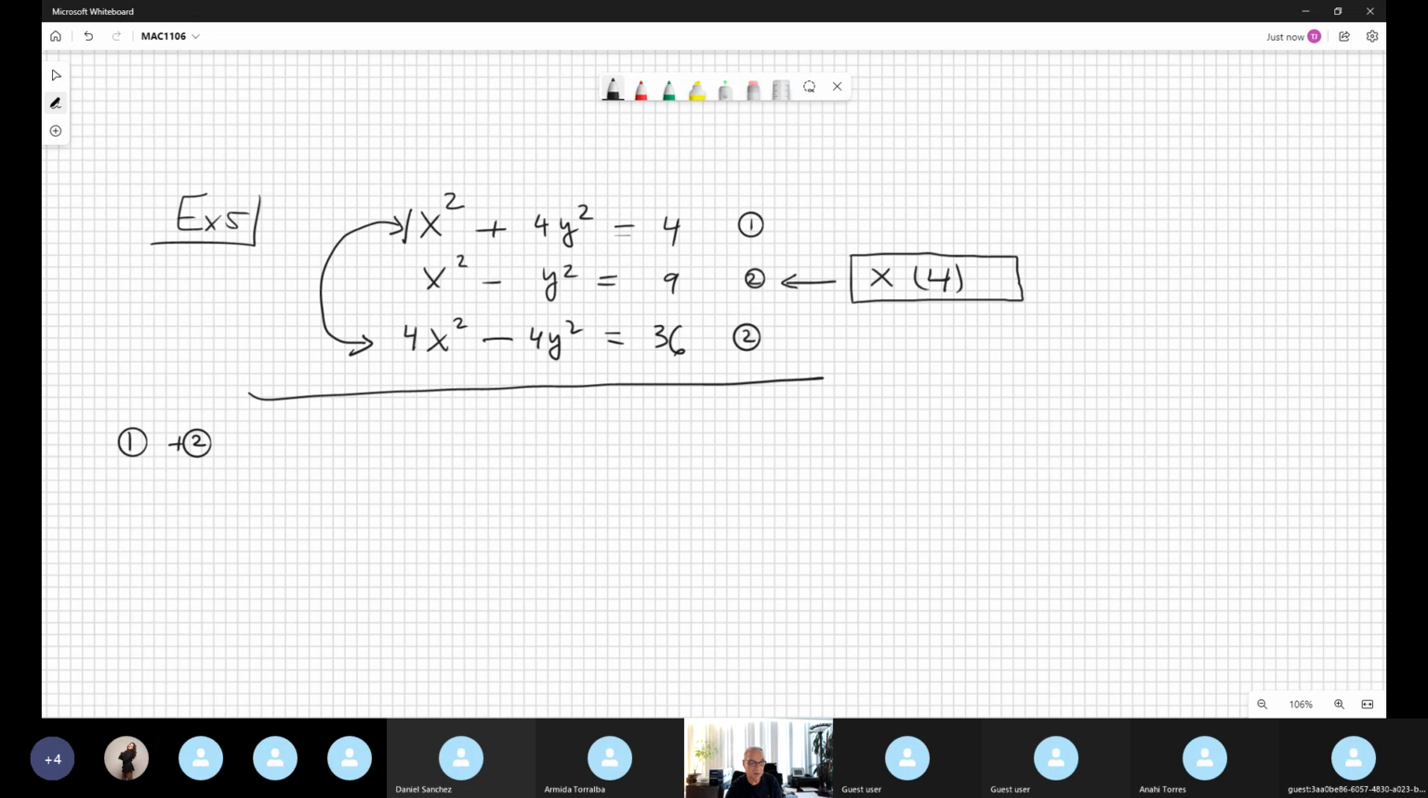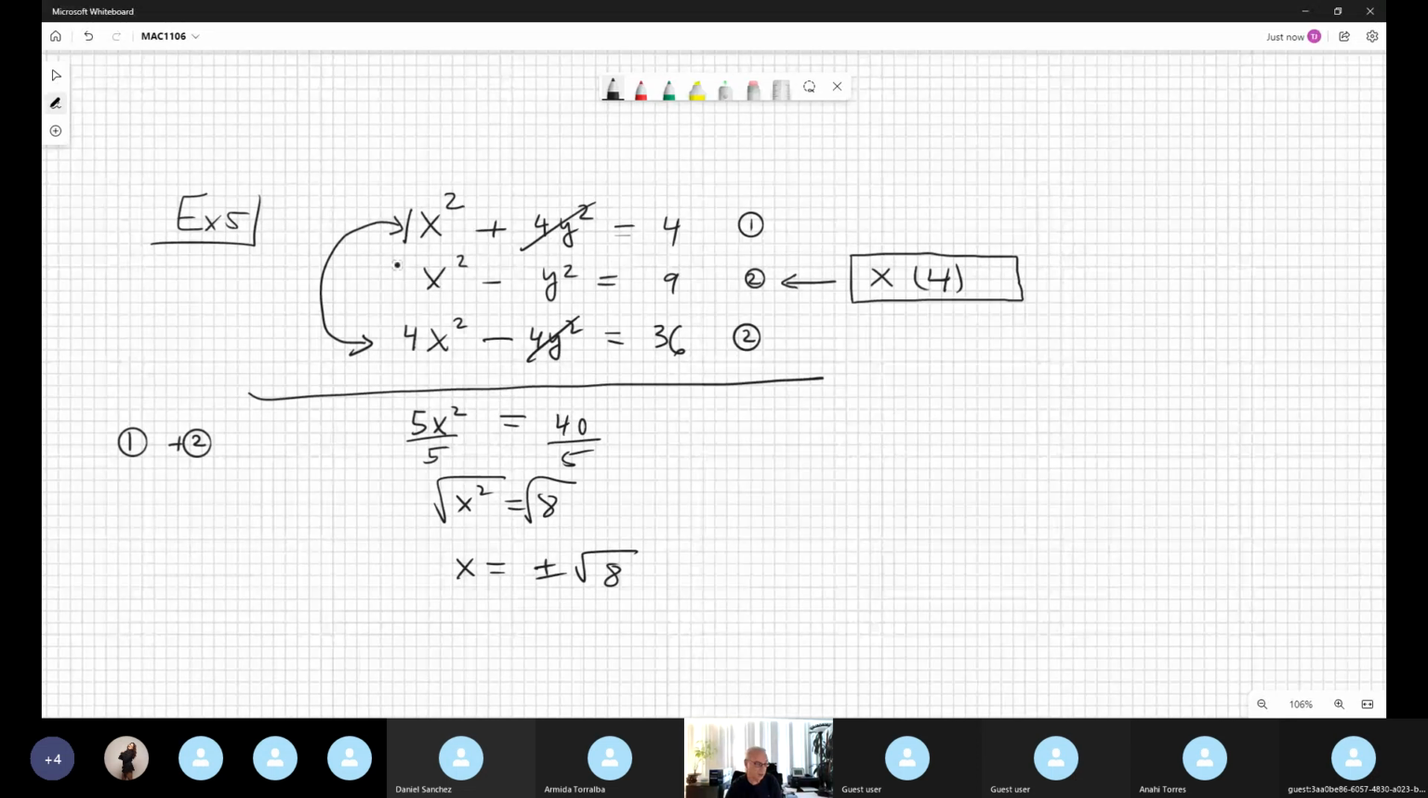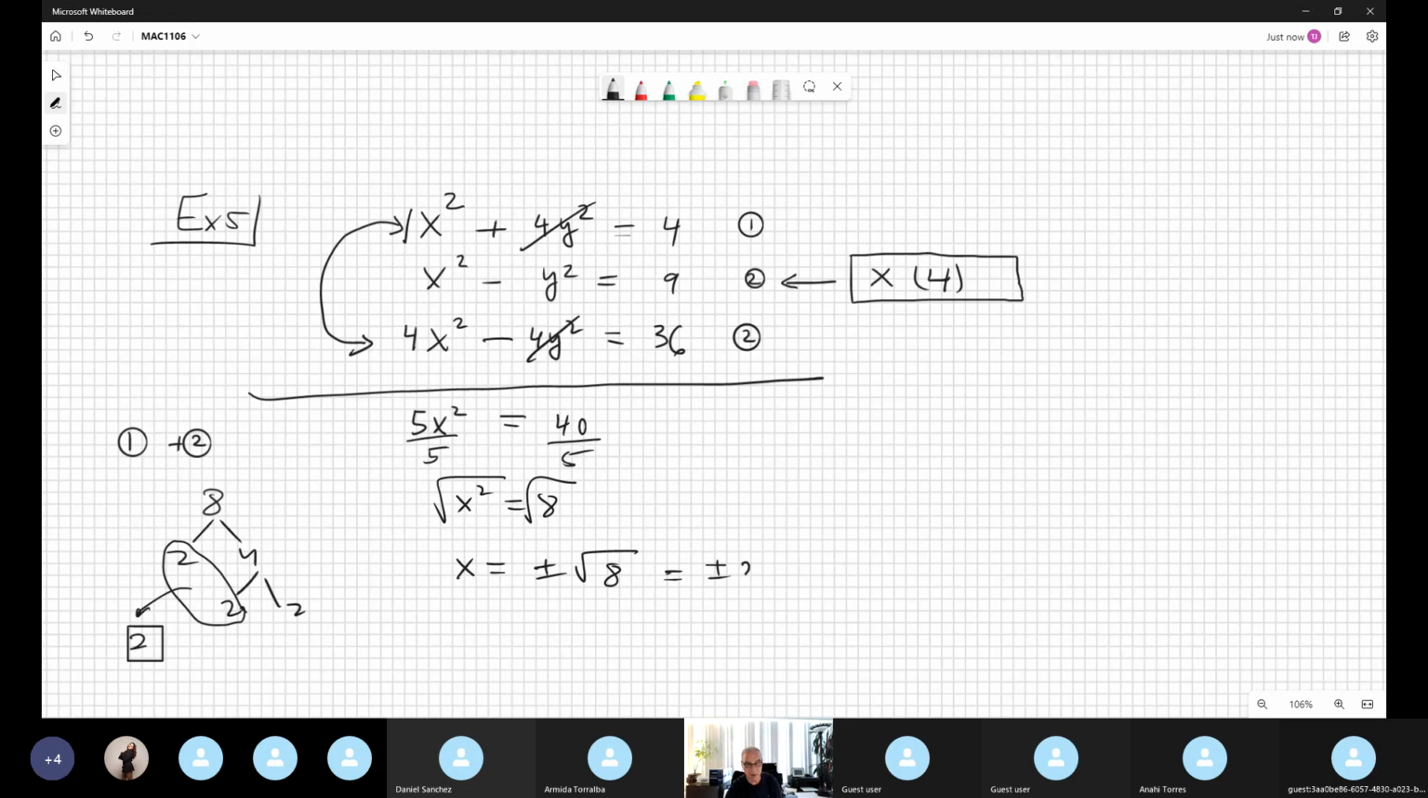So we have 1 plus 4, 5 x squared, +4 and -4 cancel, and 4 plus 36 is 40. 40 divided by 5 is 8. And apply square root to both sides. x is equal to plus or minus radical 8. By the way, radical 8, you know, is 4 times 2. At least we have a perfect square. In order to simplify, you put it outside the radical. Actually, this is equal to plus or minus 2 radical 2.